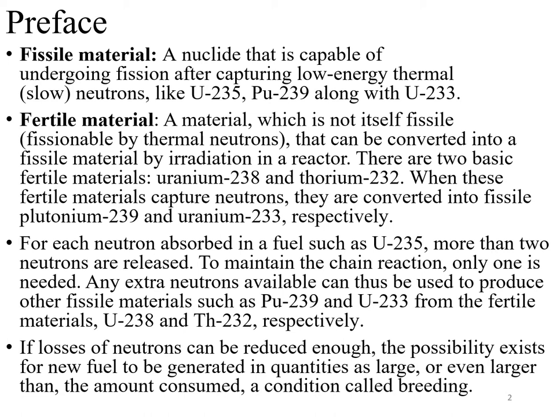The most important feature of the fission process is, of course, the enormous energy release from each reaction. Another significant effect, however, is that for each neutron absorbed in a fuel such as uranium-235, more than two neutrons are released. To maintain the chain reaction, only one is needed. Any extra neutrons available can thus be used to produce other fissile material, such as plutonium-239 and uranium-233 from the fertile materials, uranium-238 and thorium-232, respectively.